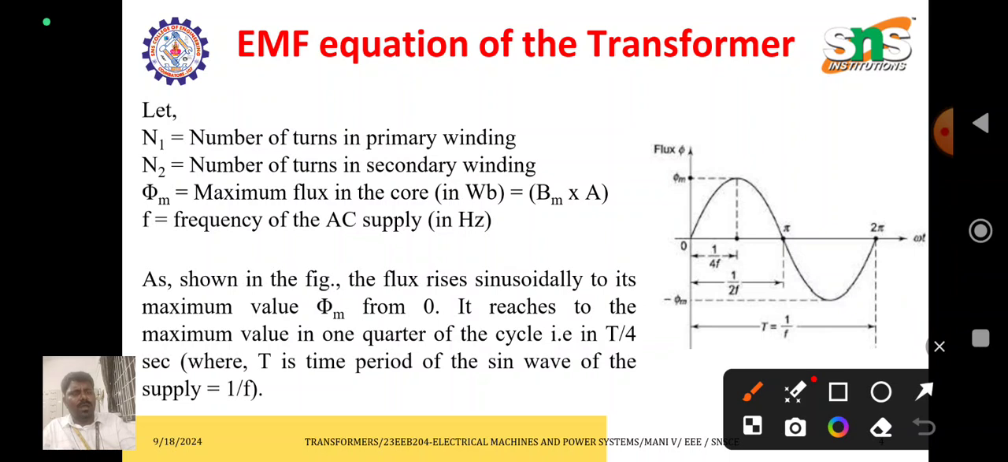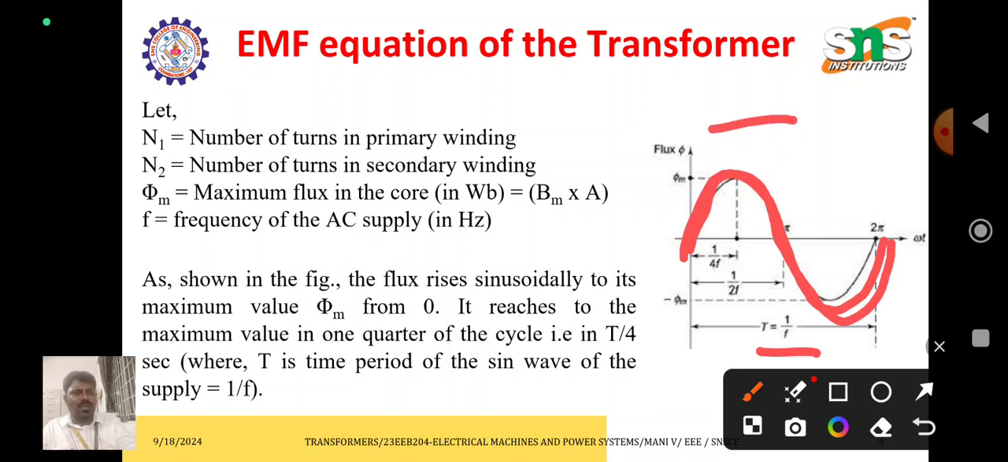Here the input voltage is sinusoidal, so the produced flux is also sinusoidal. What is T? T is the time taken to complete one revolution, which is called the time period. It has a positive half cycle as well as a negative half cycle. The total time period is T, so half is T by 2, and here it is T by 4.